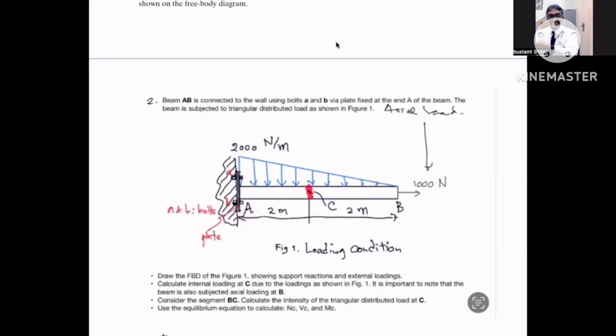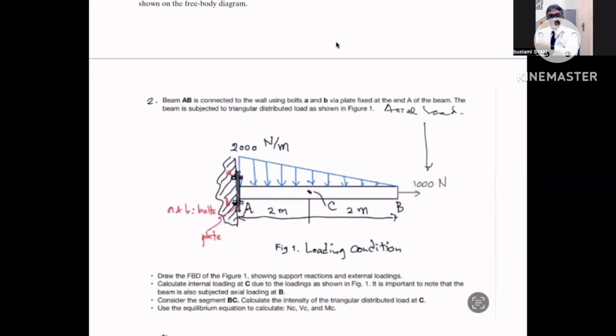So internal loading here, due to the loading as shown in figure 1, it is important to note that the beam is also subjected to axial loading at B. So the internal loading here at C, in order to know the internal loading at C, we have to consider one is the triangular distributed load acting right here, and then axial loading about 1000 Newton at the end of the beam at B. Okay?